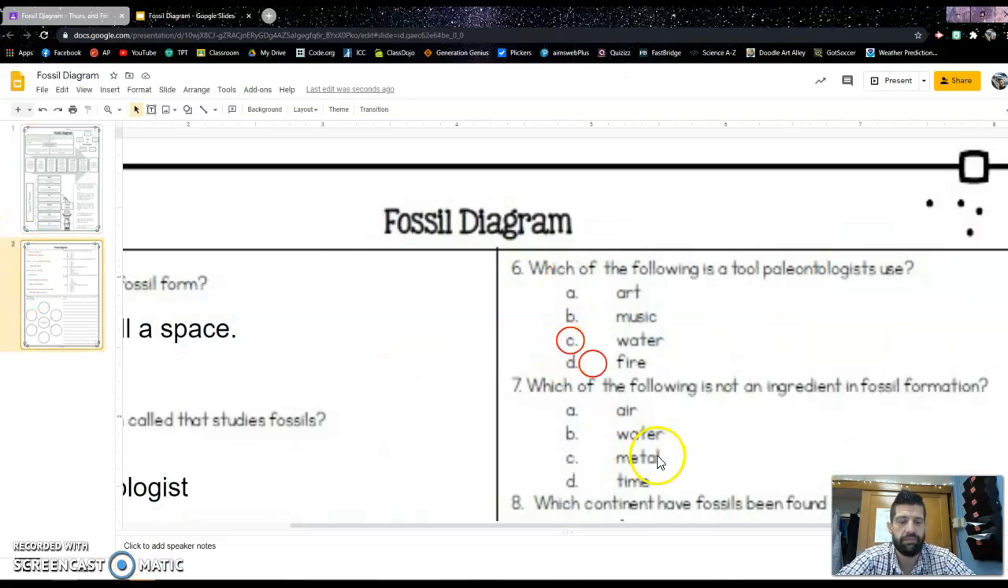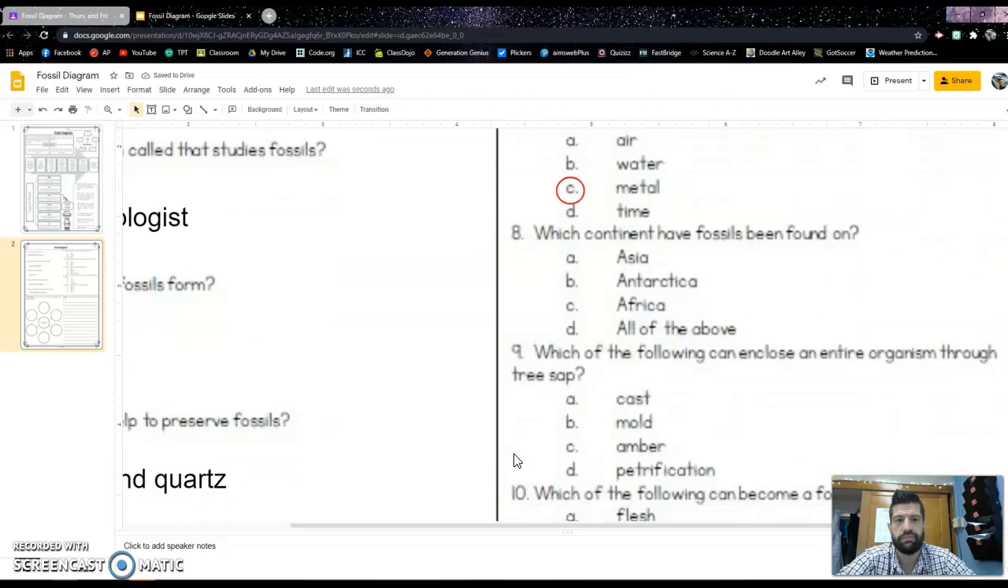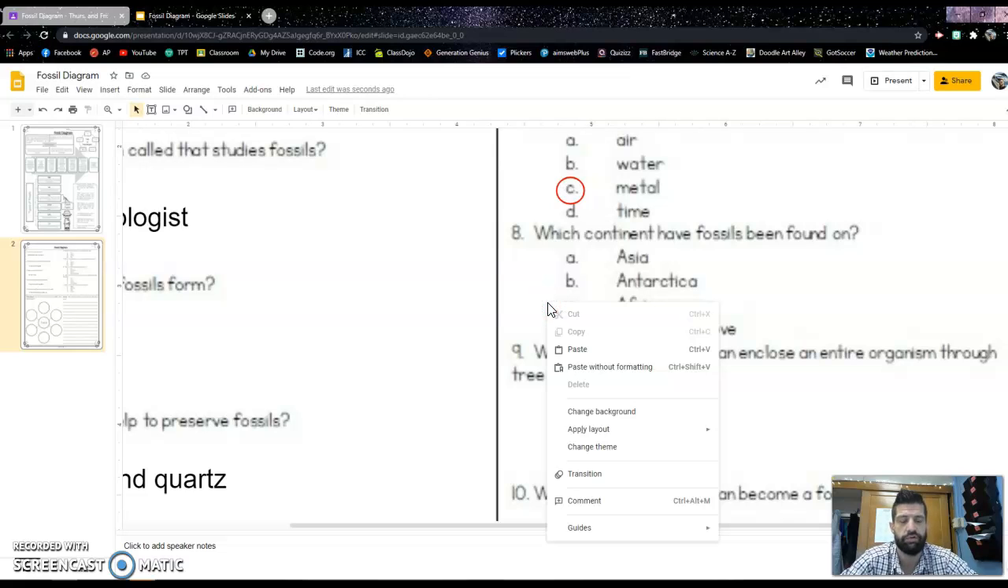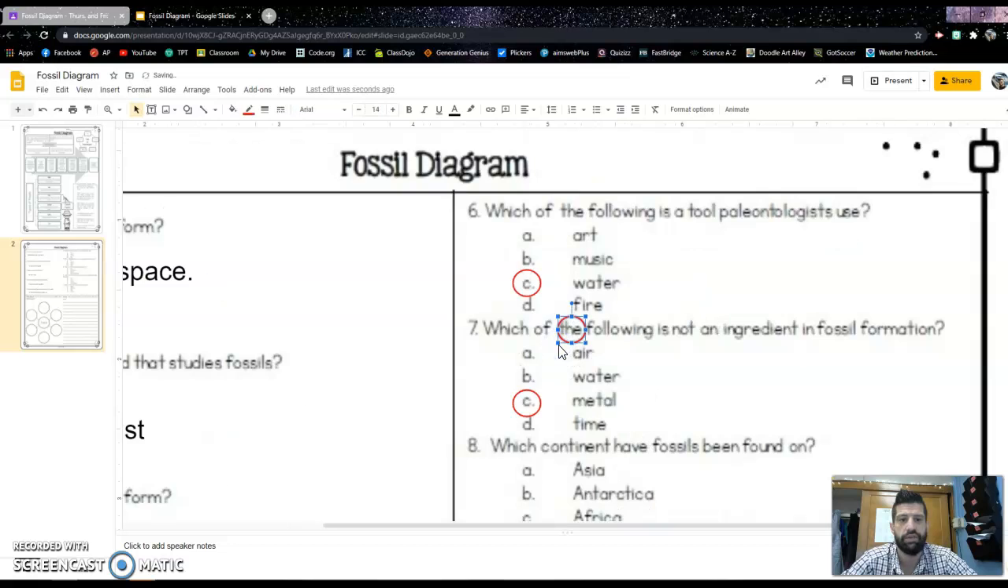So going back, air, yes. Water, yes. Time, they mentioned, no mention of metal. Metal's out of here. Again, I can just hit paste. So if I come here, I can hit Control V. That's paste. Or I can double click or use 2 fingers to click. That gives me the pop-up menu, and then I could hit paste.